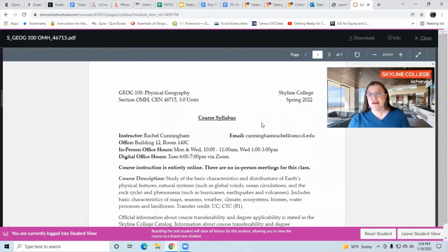Email is the best way to get a hold of me. Please make sure you put in the whole thing, Cunningham Rachel, because there are a lot of Cunninghams. There's a lot of us, and we're always exchanging emails back and forth because things get put in the wrong mailbox. So Cunningham Rachel is the best way to get a hold of me.